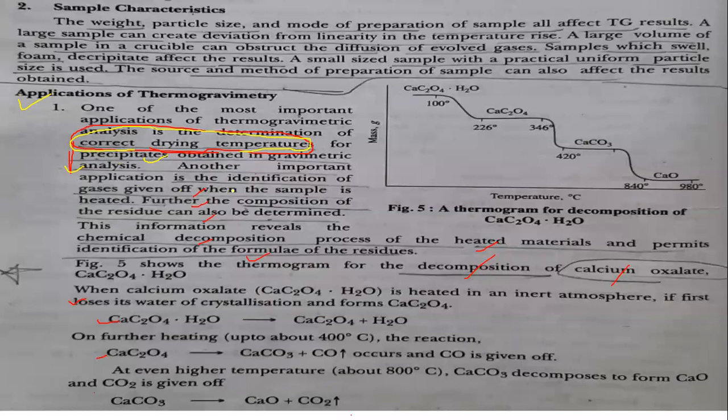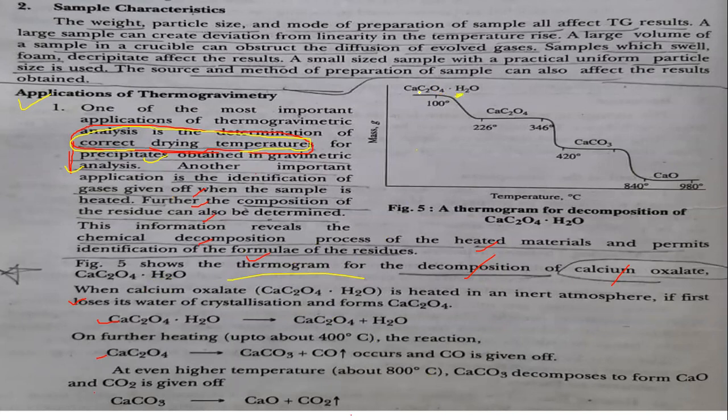Another important application is the identification of gases which are given off when the sample is heated. Further, the composition of the residue can also be determined. This information reveals the chemical decomposition process for the heated material and helps to identify the formula of the residue. If you see the figure on the right-hand side, we are heating calcium oxalate monohydrate.